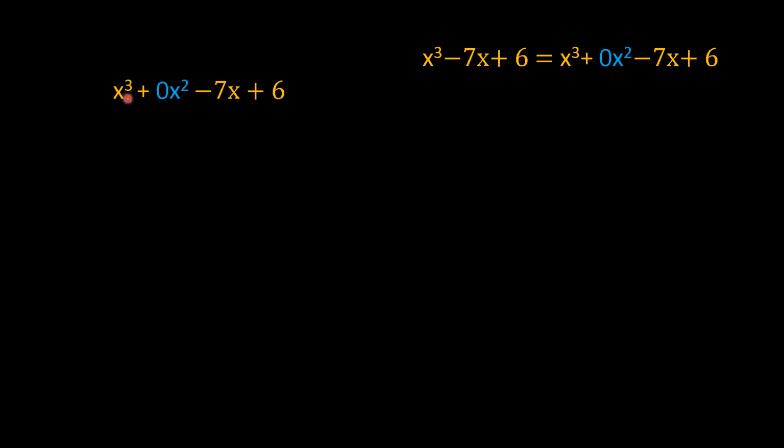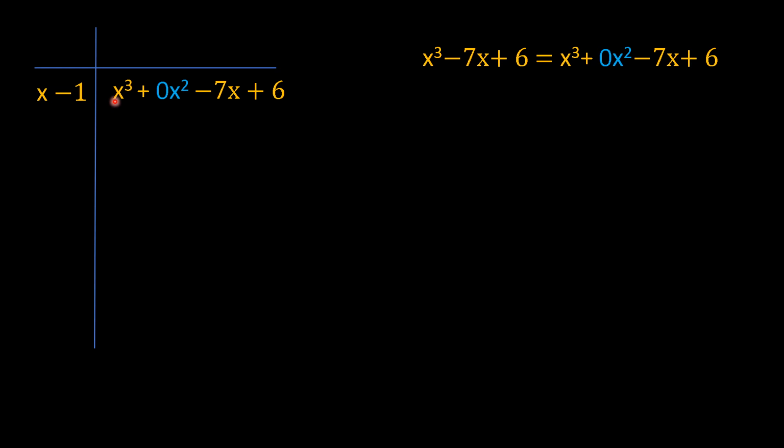For long division, we will first rewrite the dividend. The dividend is x cubed minus 7x plus 6. But here the square term is missing, so we will rewrite it as x cubed plus 0x squared minus 7x plus 6. Now we will write this dividend here, then a vertical line, a horizontal line like this, and we will write the divisor x minus 1 here.